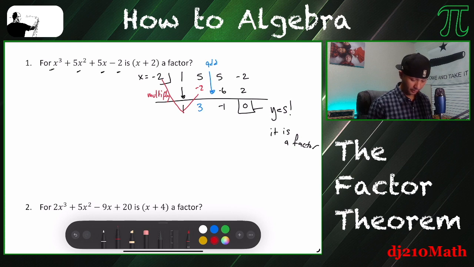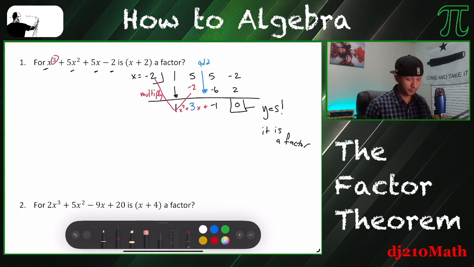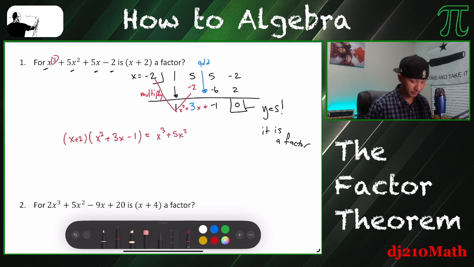I guess one thing to note for future reference, because this was x cubed, the quotient starts with x squared. So let's go full circle. This would be x plus 2, that's the divisor, times the quotient, in this case x squared plus 3x minus 1. And this is equal to the given polynomial, x cubed plus 5x squared plus 5x minus 2.